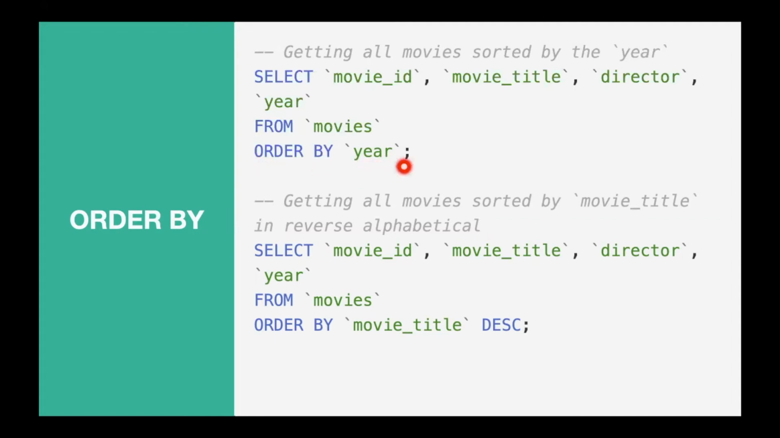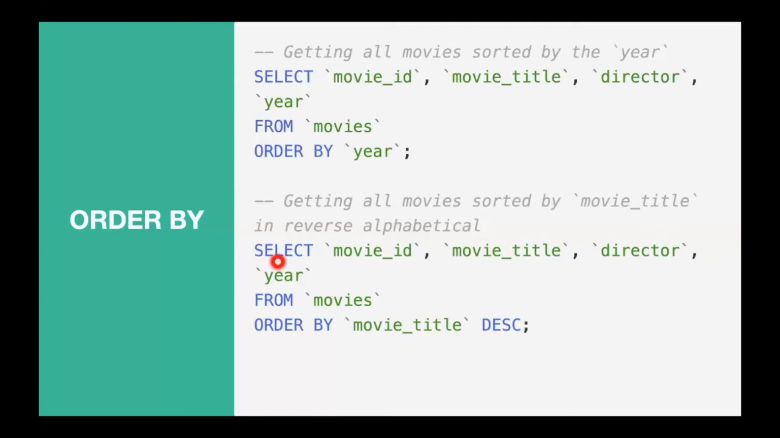Note we didn't specify any order, ascending or descending. So this will be in ascending order, which means that the oldest movie will come first. Because obviously, with years we're dealing with dates, the oldest or smallest year will be the oldest date, so the oldest movie will come first.